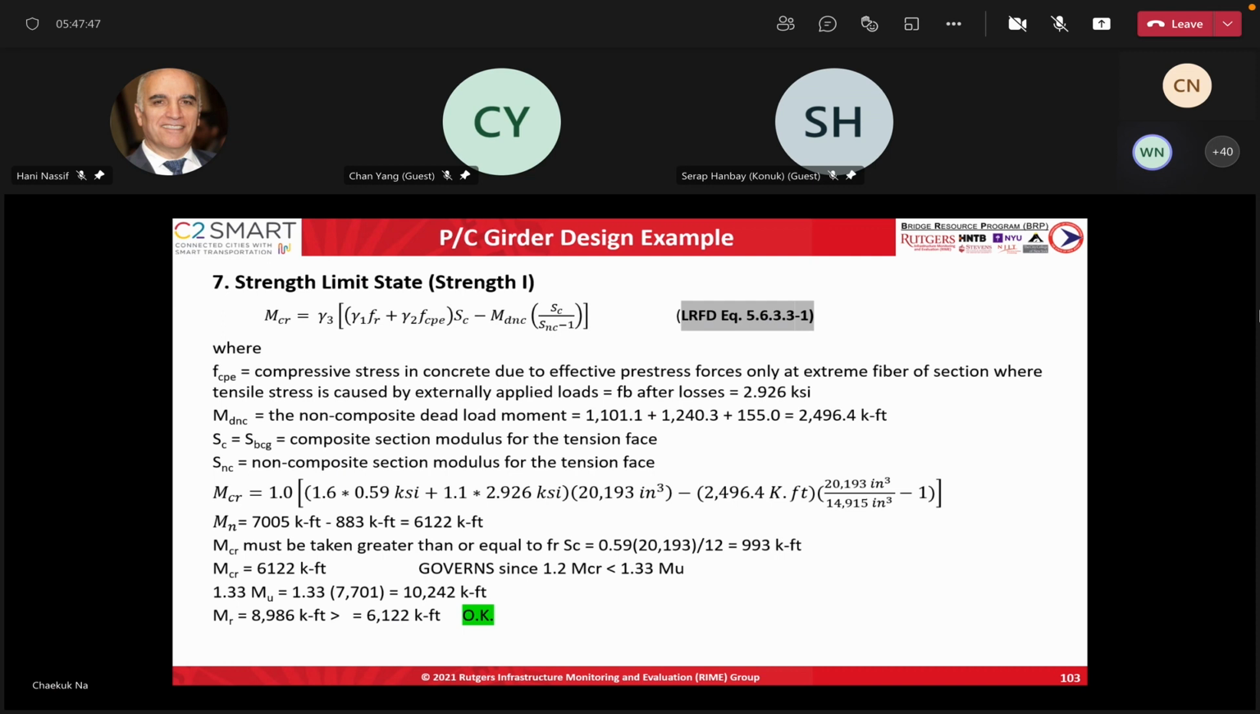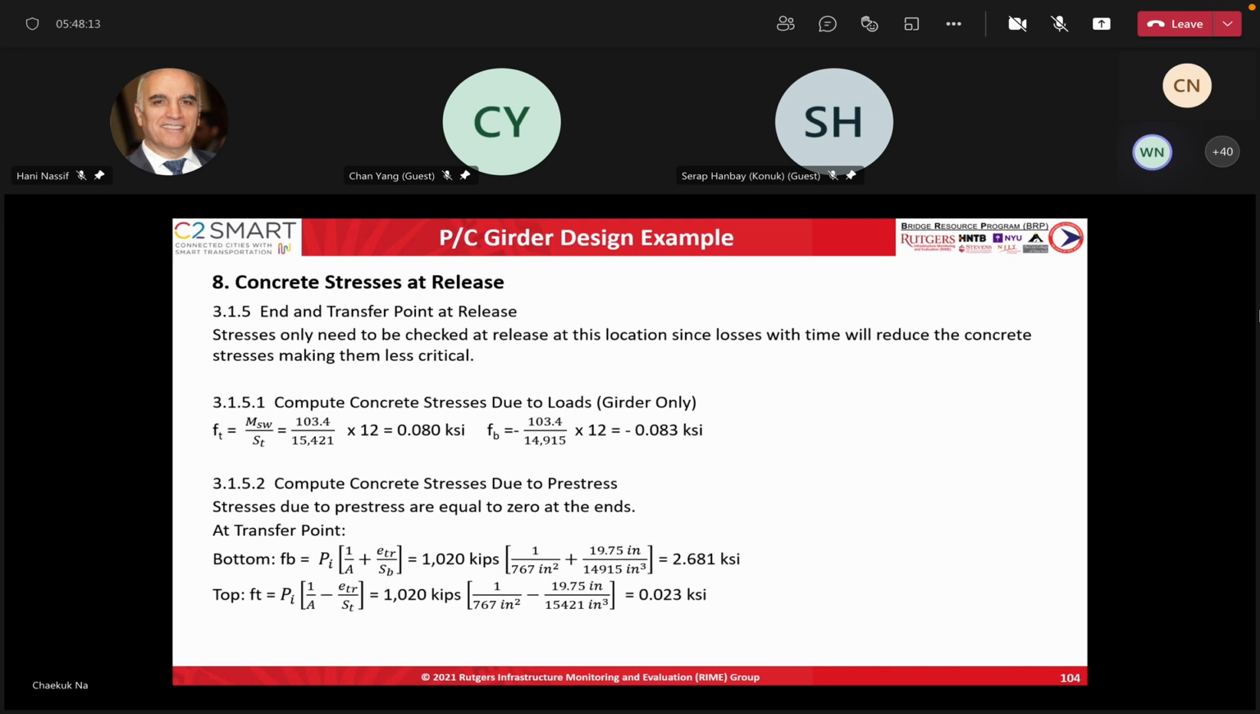And SC and SBCG, they are the composite section modulus and non-composite section modulus. So one uses only the girder, the other includes the slab. We just plug in everything. It's straightforward, and we check our resistance moment. It has to be higher than the minimum, which is the case. Next slide.